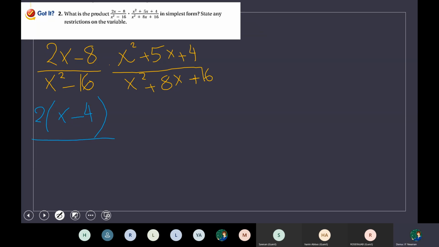Now, Haneen, because you raised your hand. x squared minus 16, how can you factorize it? It's x plus 4 and x minus 4. Thank you. Lama. Yes, Lama. How can you factorize x squared plus 5x plus 4? It's x plus 4 and x plus 1. Thank you. Because 4 times 1 is 4 and 4 plus 1 is 5. Thank you.